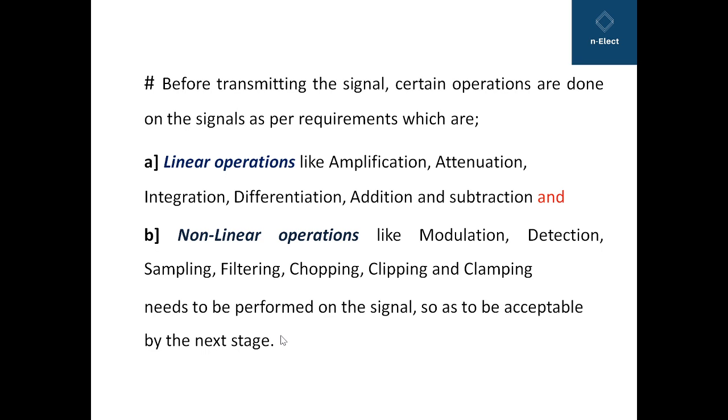Meaning, it is always considered in what form the next stage accepts the signal, and accordingly the signal is processed in the previous stage so that it will be acceptable by the next stage. And these processes are called signal conditioning, because what we are doing is conditioning the signal so as to be acceptable by the next stage.